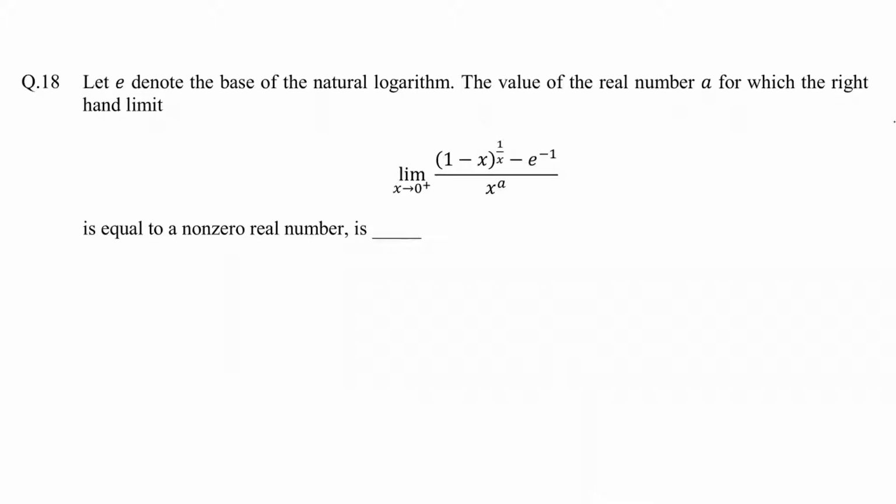So the question says, if the right hand limit of this is equal to a non-zero real number, then we have to find out the value of the real number a. So let's see. Here, I'm going to convert this given expression (1 - x)^(1/x) as the exponent of e. Then from there, we are going to do the interpretation by converting them into logarithms and then using exponential series expansion. So that is what we'll be doing here.